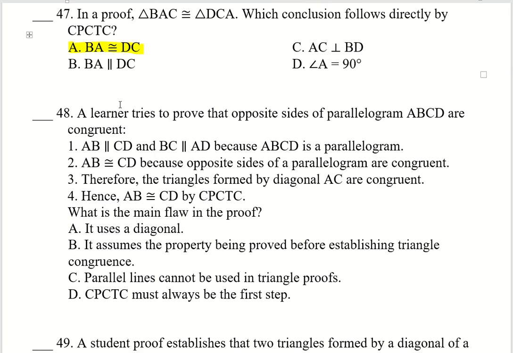48. A learner tries to prove that opposite sides of parallelogram ABCD are congruent. AB is parallel with CD and BC is parallel with AD because ABCD is a parallelogram. AB is congruent with CD because opposite sides of a parallelogram are congruent. Therefore, the triangles formed by diagonal AC are congruent. Hence, AB is congruent with CD by CPCTC. What is the main flaw in the proof? They were assuming the property being proved before establishing triangle congruence. Ayan, state mo na sila ng mga sides that are congruent or yung parts po ng ating parallelogram that are congruent.